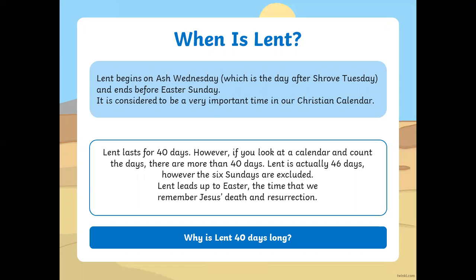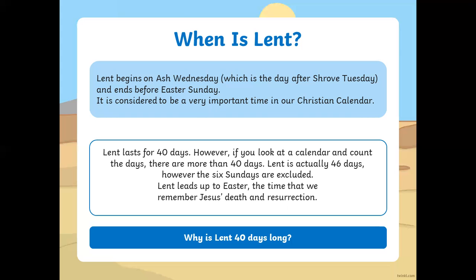Lent lasts for 40 days. However, if you look at a calendar and count the days, there are actually more than 40 days. Lent is actually 46 days. However, the Sundays, the 6 Sundays, are excluded, which is where we get the 40 days from. Lent leads up to Easter, the time that we remember Jesus' death and resurrection.